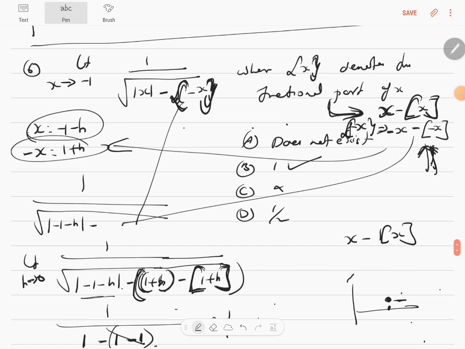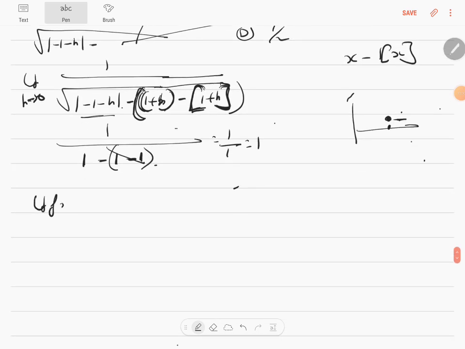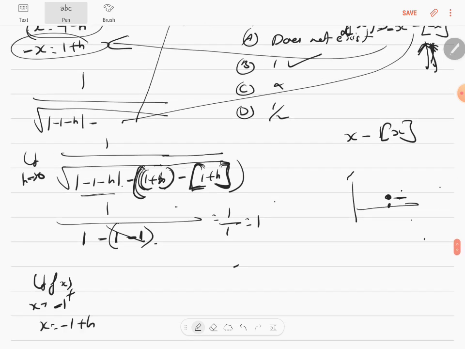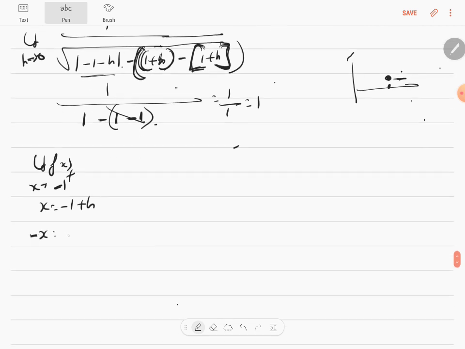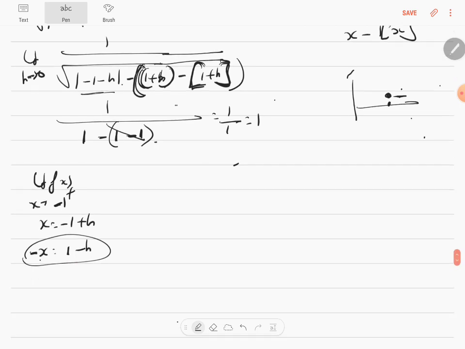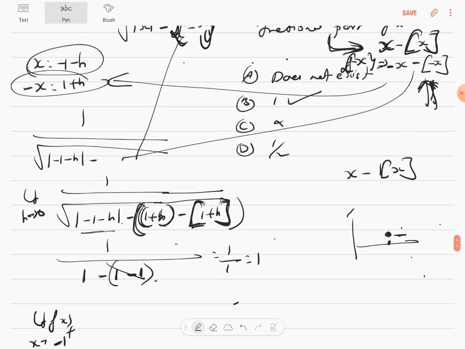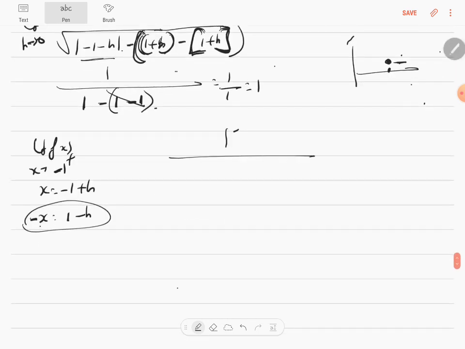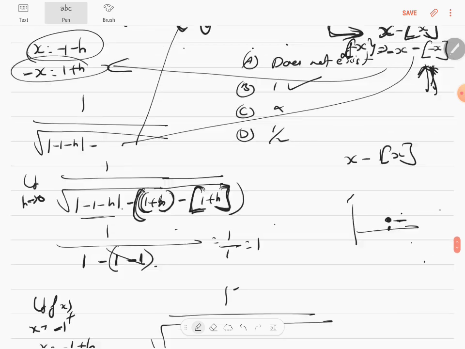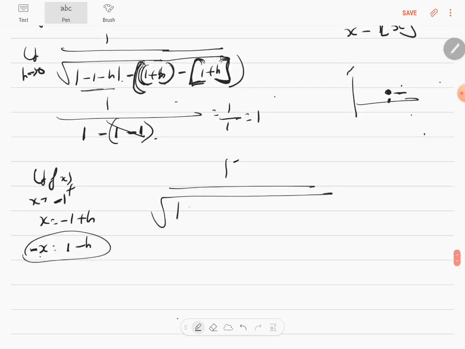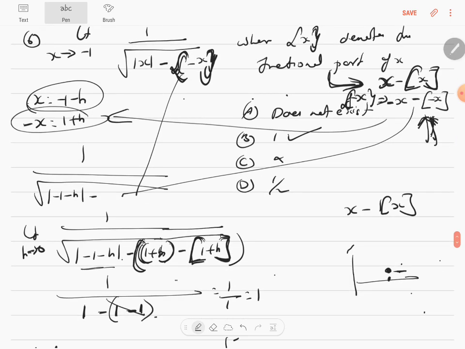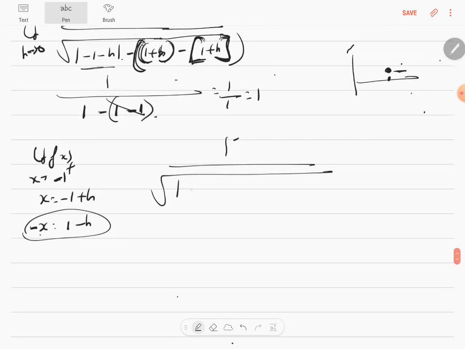Let's do the right hand limit and see. So it's limit of f of x tending to minus 1 from the right, which means it's minus x will become minus 1 plus h. X will become minus 1 plus h. And what will minus x become? 1 minus h. Okay, just remember that we may have to substitute that. And so then when you do that, here when you substitute, it will be 1 by root of mod x, and the mod x can be written as what is x? It's minus 1 plus h.